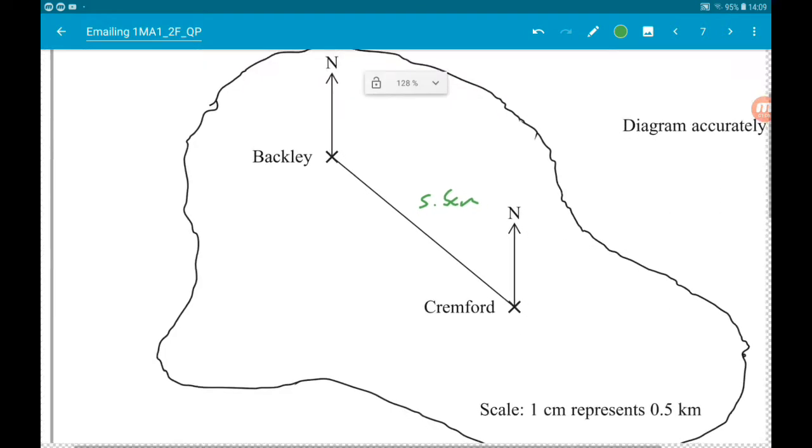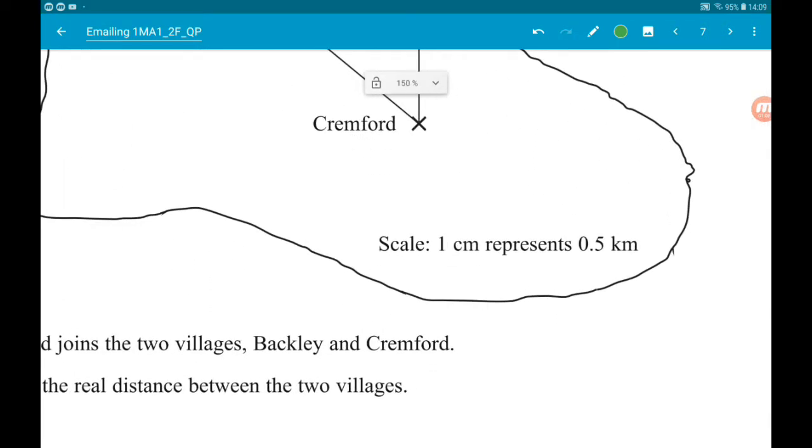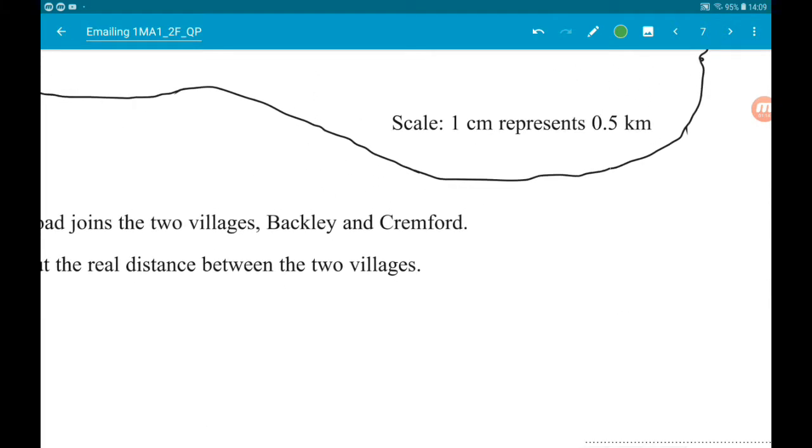So then we use the scale, that 1 centimetre represents 0.5 kilometres, so we do 5.5 times 0.5 kilometres, which gives us 2.75 kilometres.